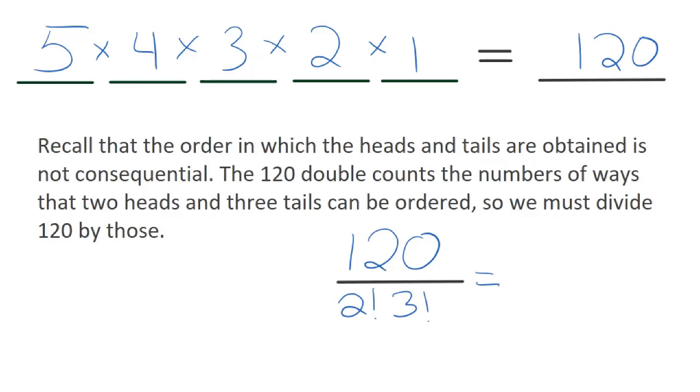And so this becomes 120 divided by 2 factorial, which is just 2, times 3 factorial, which would be 3 times 2 times 1, so 6. And this equals 120 divided by 12, or 10.